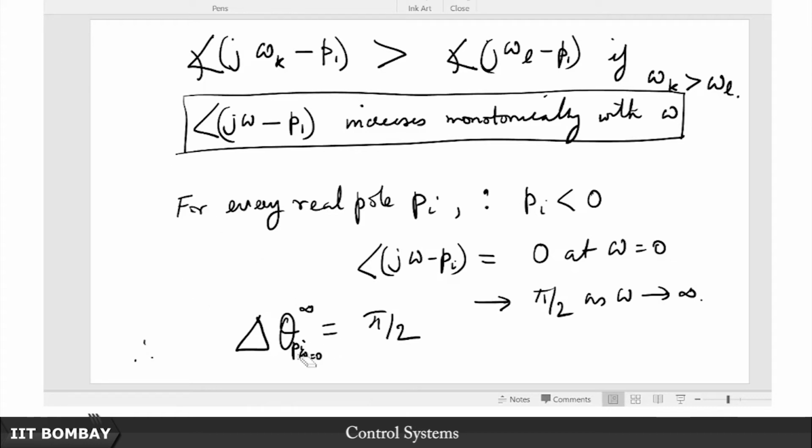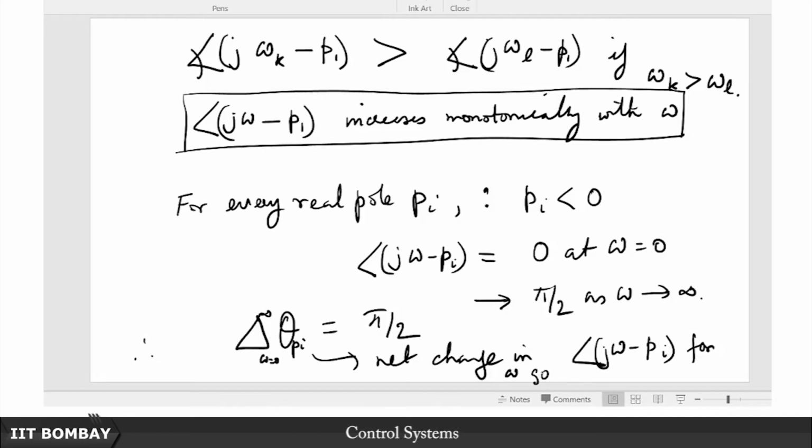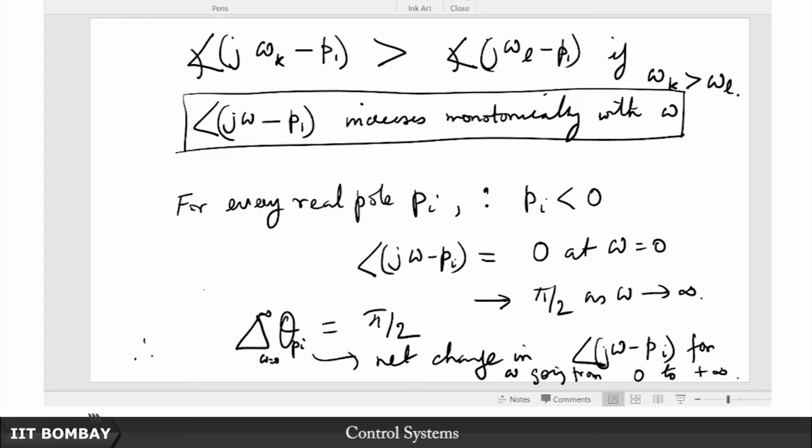So let me make that notation a little cleaner. Let me put omega equal to 0 to infinity on the delta. So corresponding to this pi, this is the function. This is the net change in j omega minus pi for omega going from 0 to positive infinity. So I notice that if my pole pi is on the left half plane, then the total change in phase as omega varies from 0 to infinity is pi by 2.